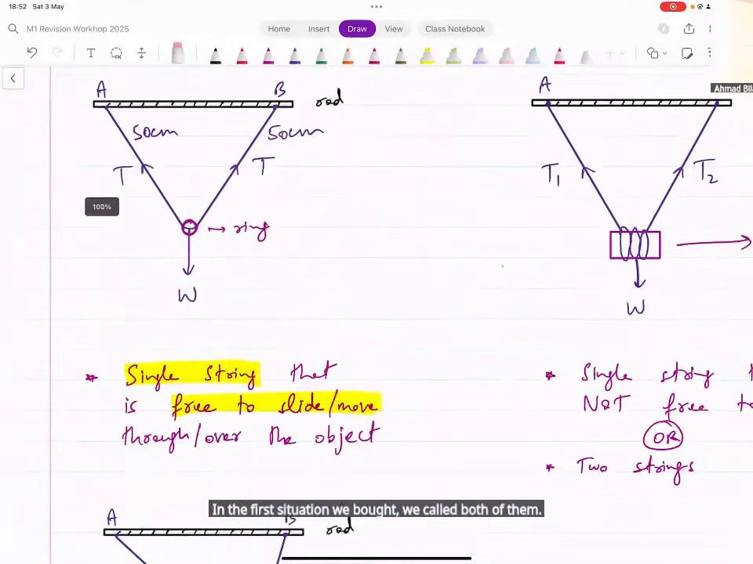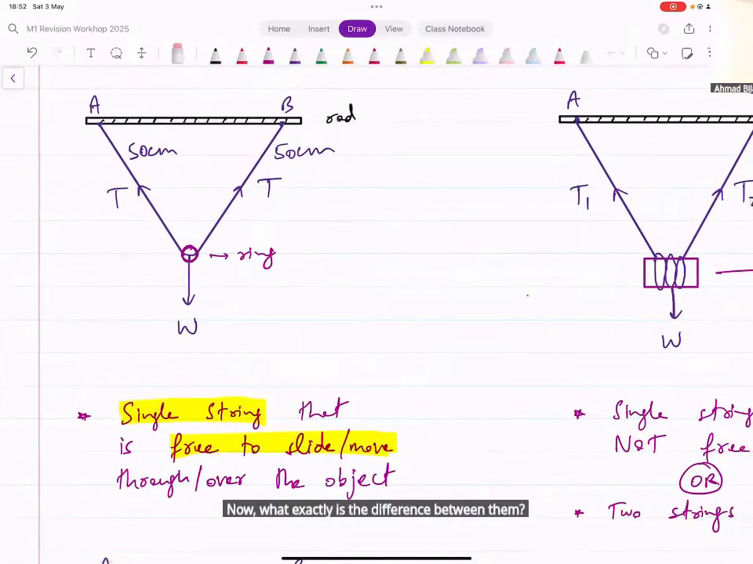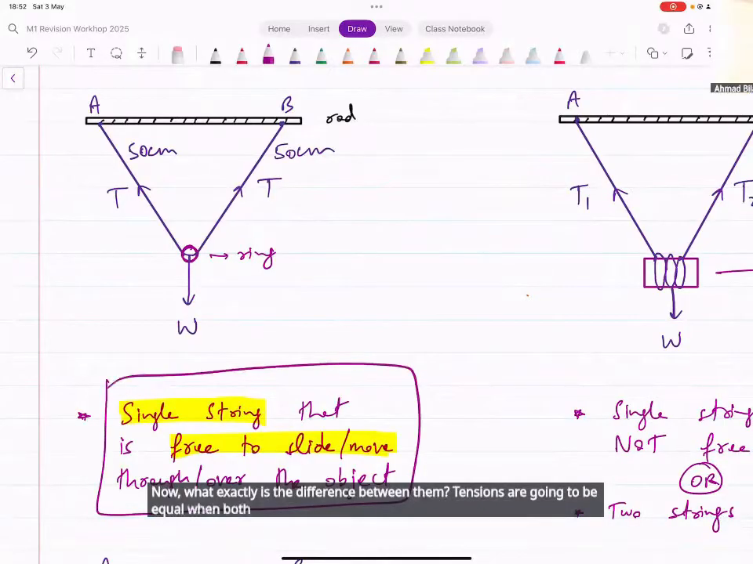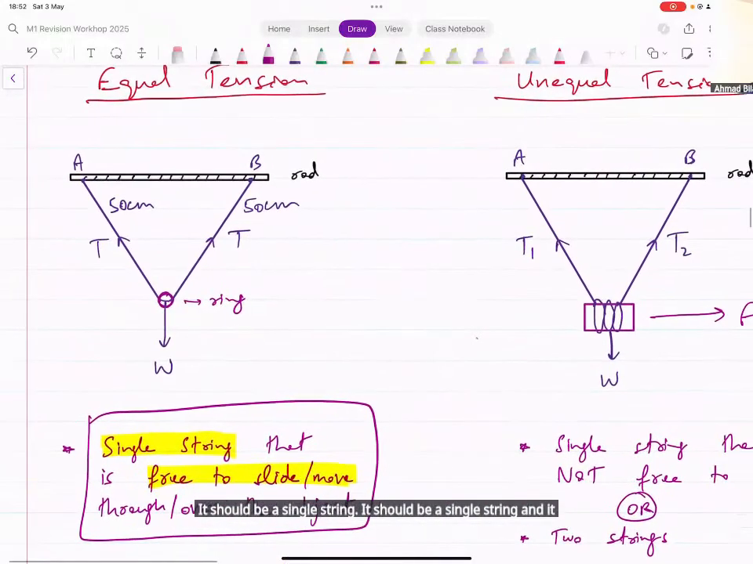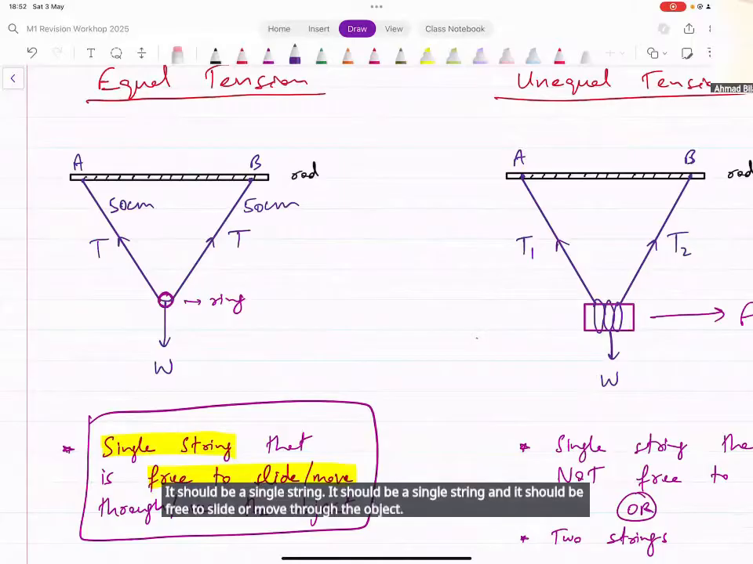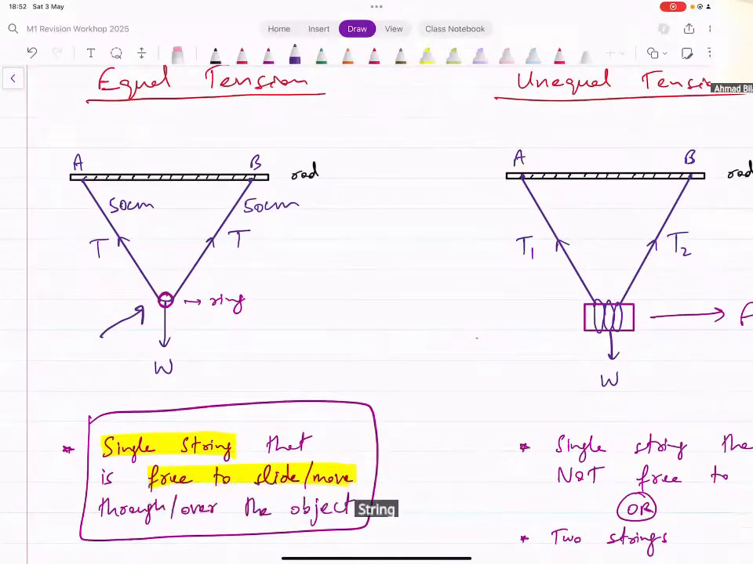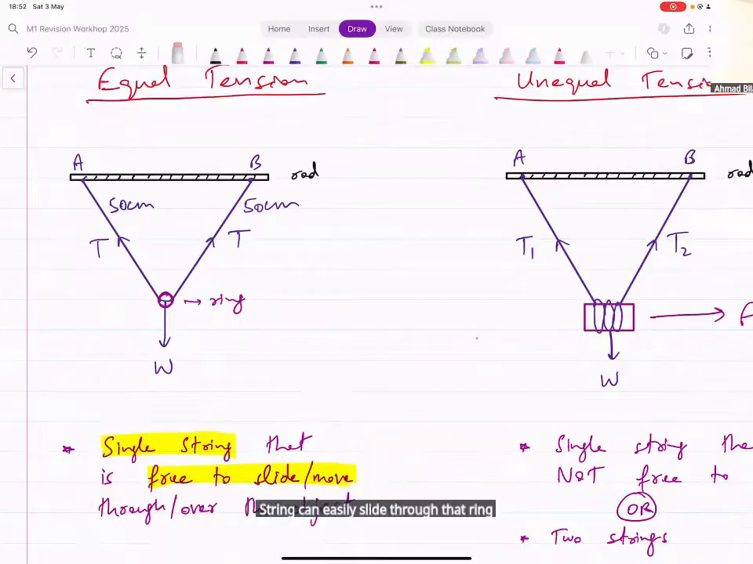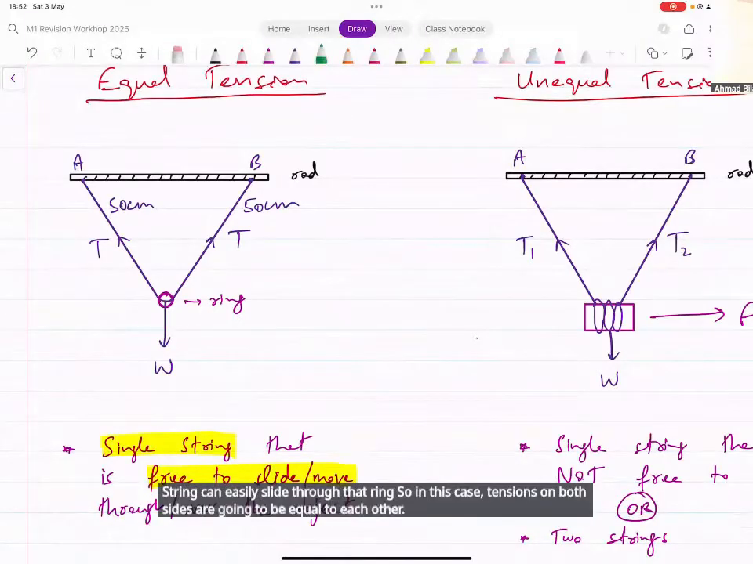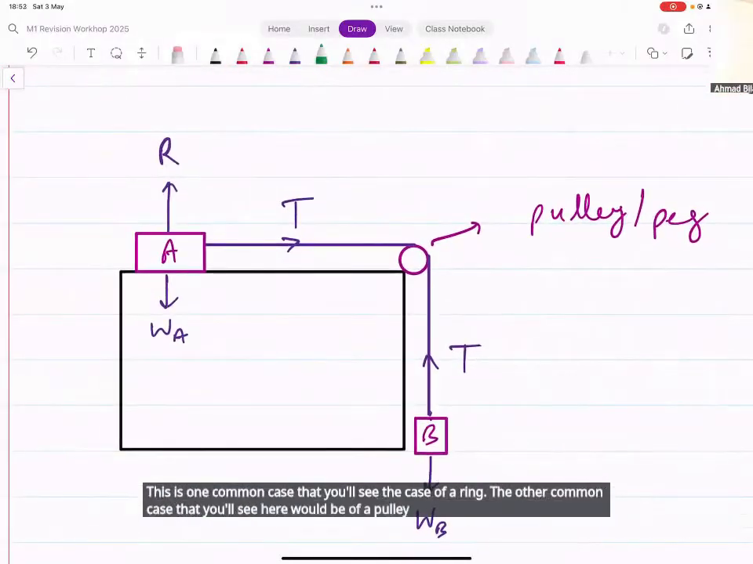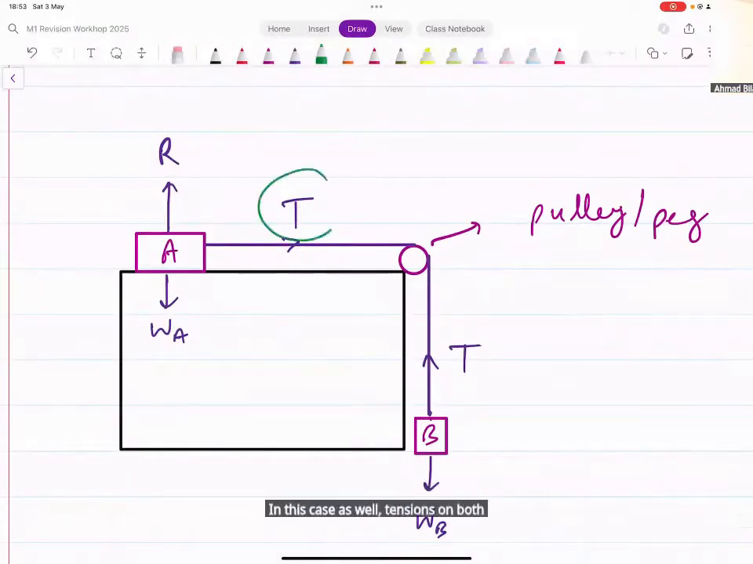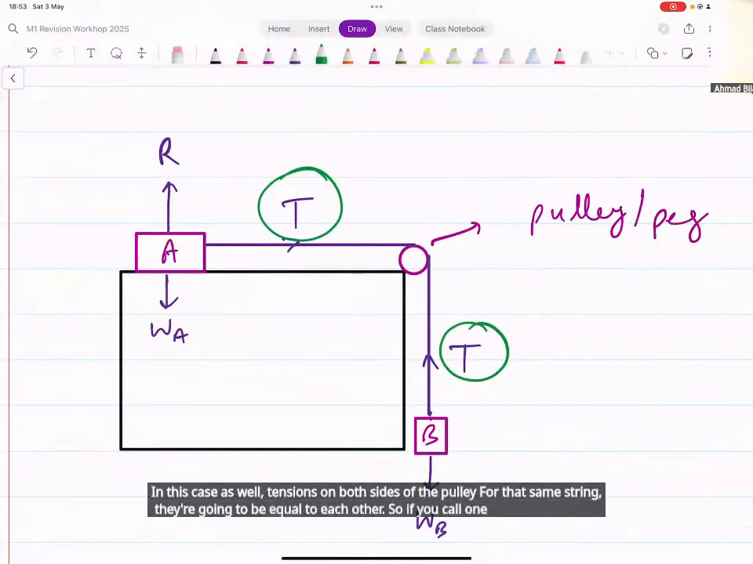Now, what exactly is the difference between them? Tensions are going to be equal when both of these conditions are met. It should be a single string, and it should be free to slide or move through the object. For example, if you have a ring like this, the string can easily slide through that ring, so tensions on both sides are going to be equal to each other. This is one common case that you'll see, the case of a ring. The other common case is a pulley. If a string is passing over a pulley like this, in this case as well, the tensions on both sides of the pulley for that same string are going to be equal to each other. So if you call one of them T, the other is also going to be T.